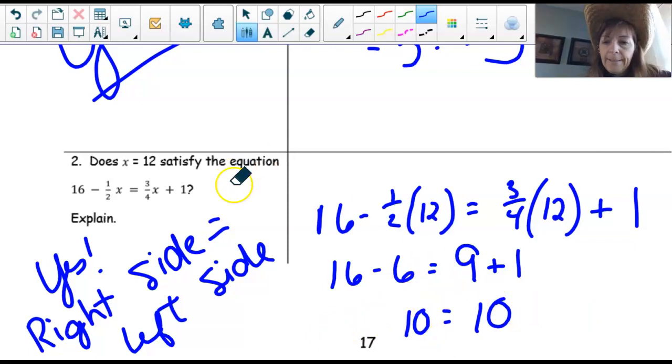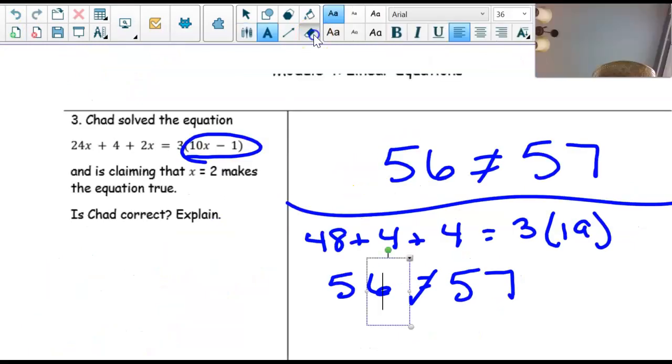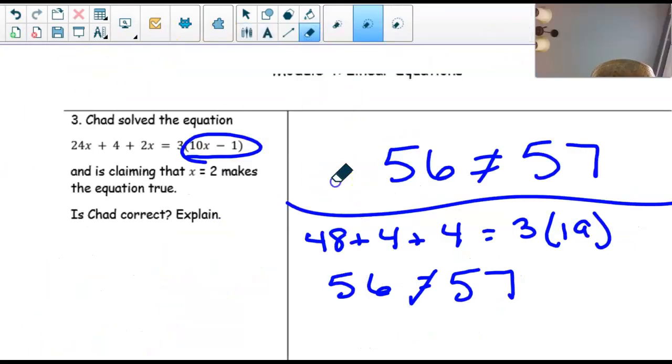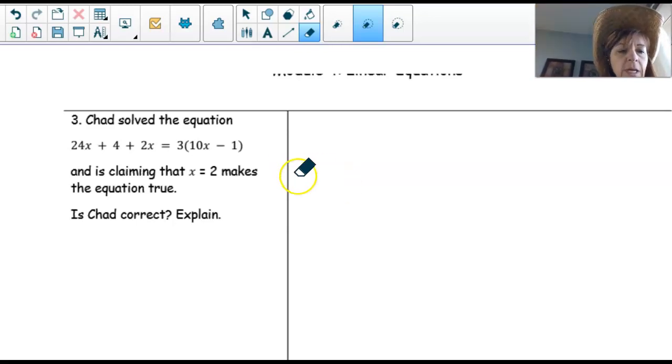Perfect. If you did get this wrong, my guess is you either made a minor calculation error or you're not using your order of operations correctly. Okay, PEMDAS, parentheses, exponents, multiplication. All right, on and on. You know the rest. Oops. Now you see it, now you don't. Okay, so let's go ahead and try number 3.